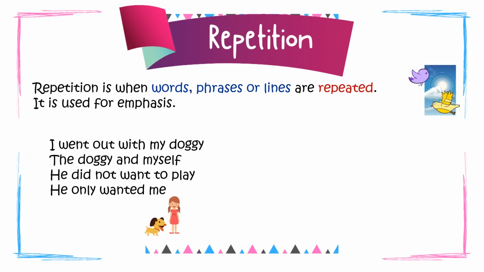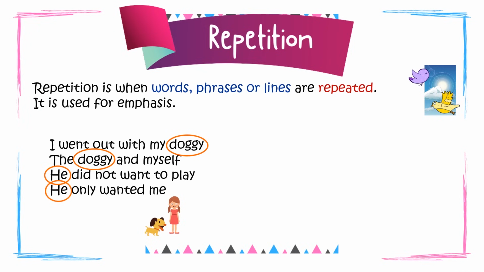I went out with my doggy, the doggy and myself. He did not want to play, he only wanted me. Now let's find out what is repeated here. I went out with my doggy, the doggy and myself. So we have the word doggy repeated. He did not want to play, he only wanted me. As you can see, the word he is also repeated.